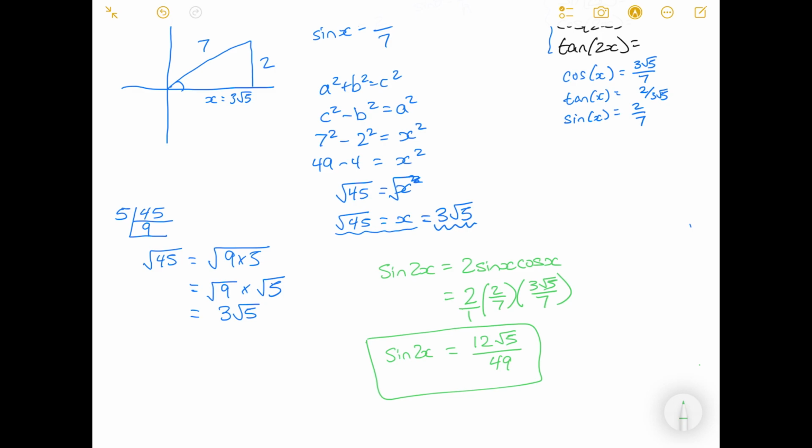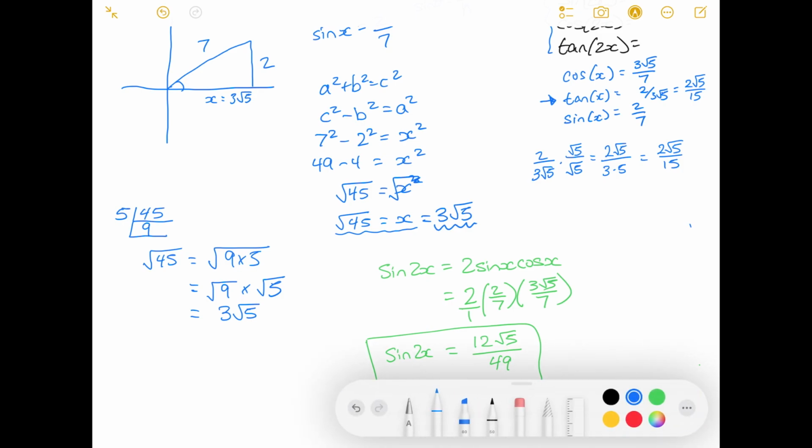And before I do my cos, I am going to go back and rationalize this tan x so that it is proper when I'm working with it. I have 2 over 3 root 5. I would need to multiply that by root 5 over root 5. So I'll end up with 2 root 5 over 3 times 5, so it's 2 root 5 over 15. And that's just tan x with the rationalized denominator.